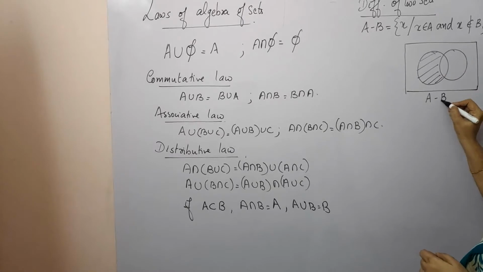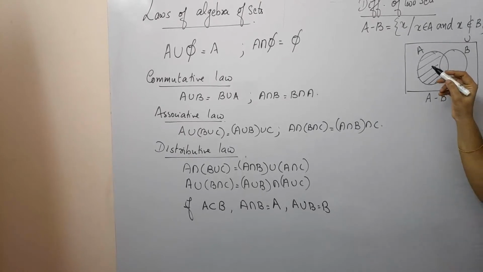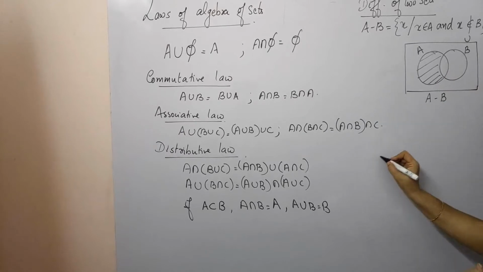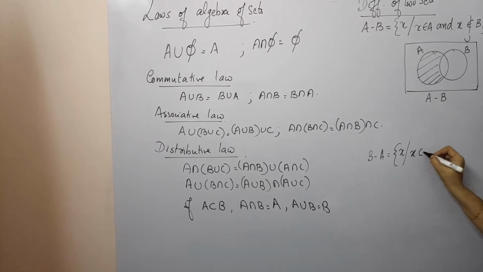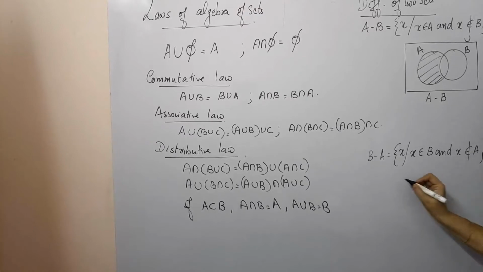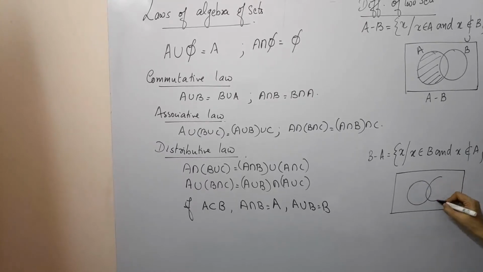This is A minus B, which belongs to A. This is A, this is B, this is our universal set. So A minus B is the set of all elements which belong to A but don't belong to B. What about B minus A? Yes, you can give me x such that x belongs to B and x doesn't belong to A, right? So how does the figure come? This is how the figure arises. This is A, this is B, this is the universal set. B minus A means which belongs to B but doesn't belong to A. So this is B minus A, right?